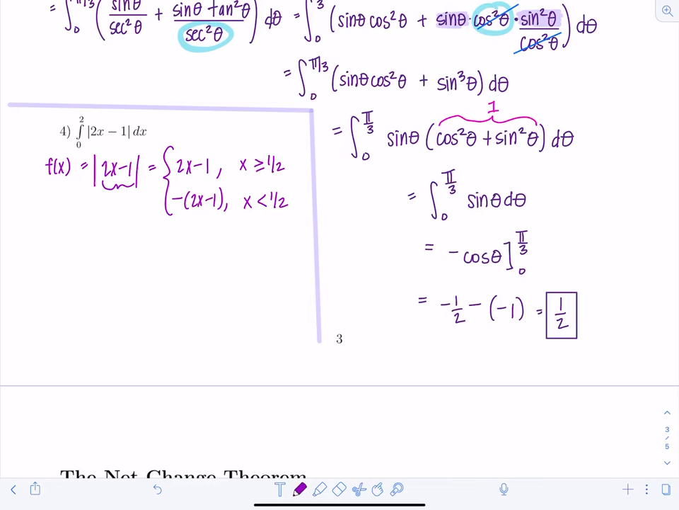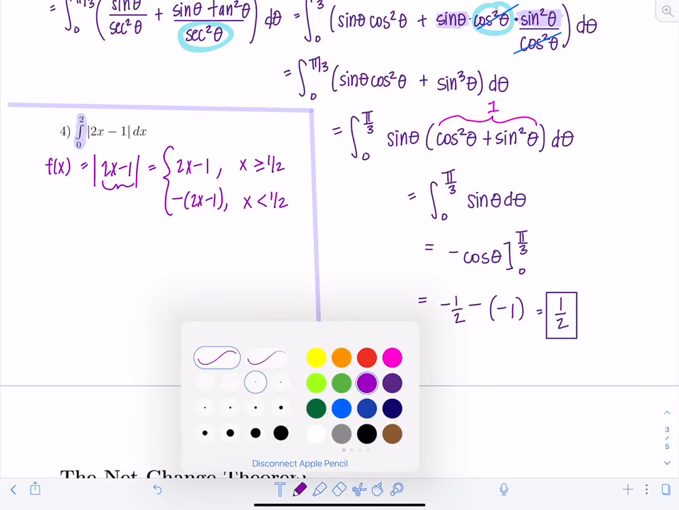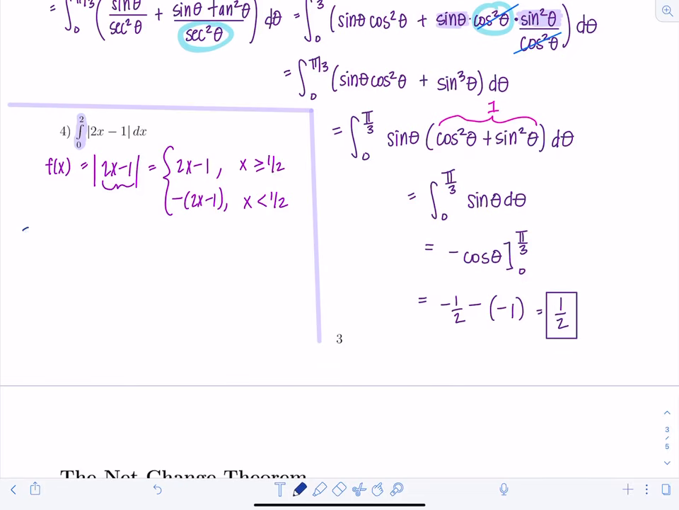Now you have to look here at your integral. So from 0 to 2, notice the way my function is being defined changes at 1/2, which is on my interval. So I'm going to need to split up this integral. I'm going to split it up into the integral from 0 to 1/2.